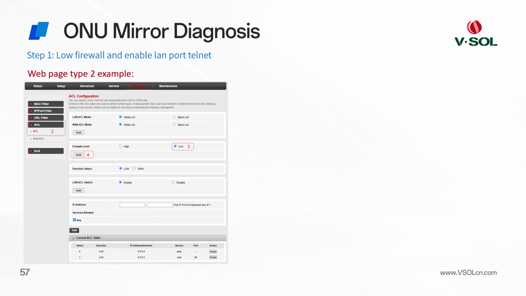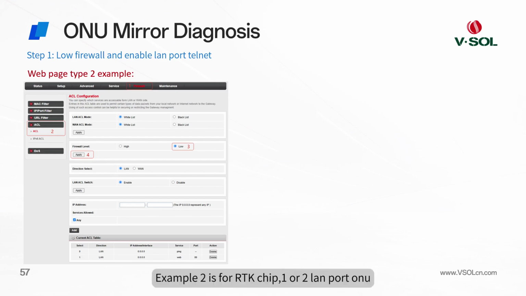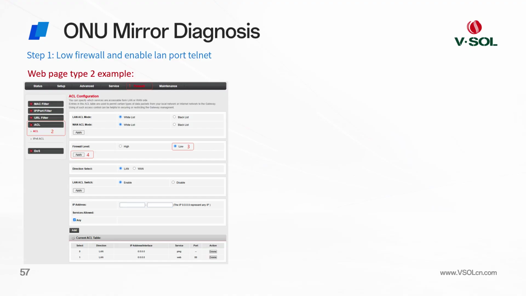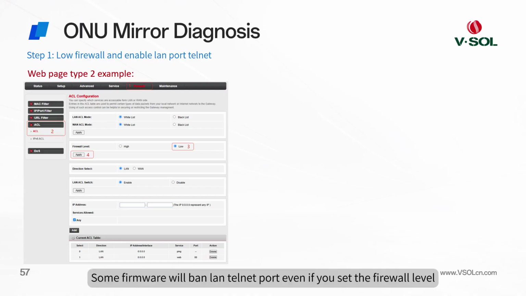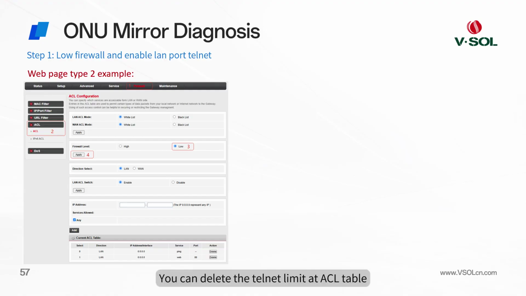Example 2 is for RTK chip 1 or 2 LAN port ONU. In this ONU, you can click the Firewall ACL. Then set the firewall level to low and apply. Some firmware will ban the LAN telnet port even if you set the firewall level. You can delete the telnet limit in the ACL table.